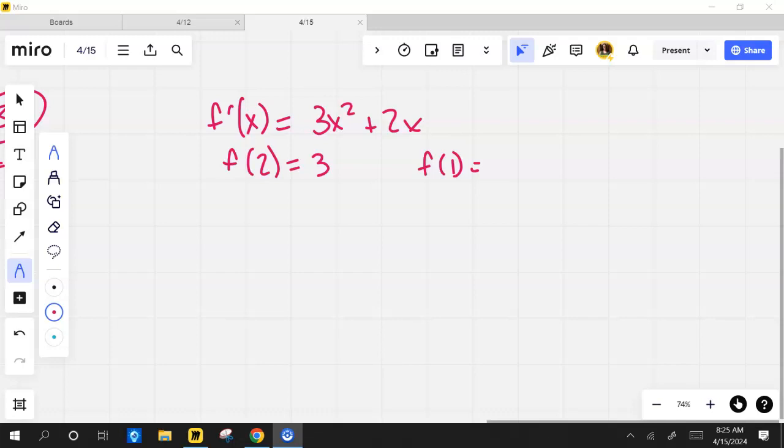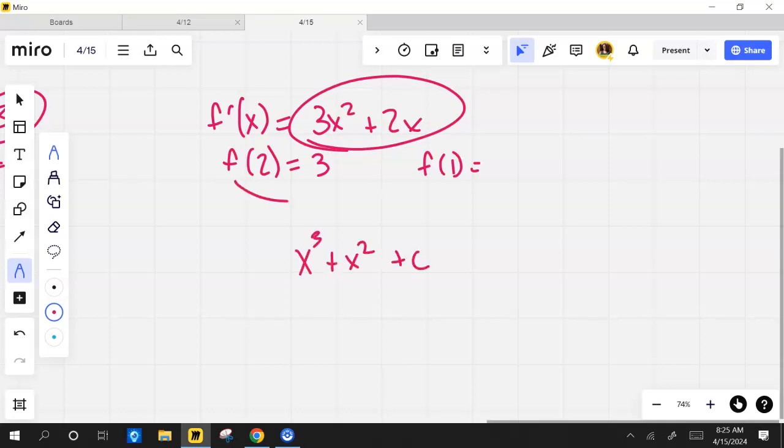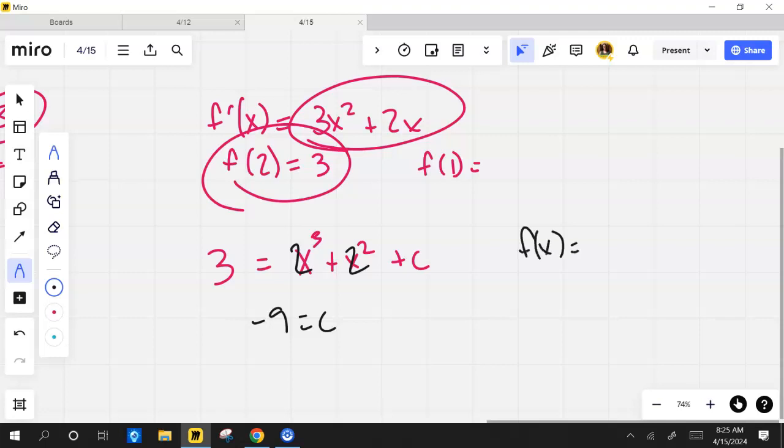So antiderivative of this would be x cubed plus x squared plus c, and you know f of 2 equals 3, so. And you found that c equals -9. And I'm running kind of fast through it so we don't get bogged down in time. But that means that f of x is x cubed plus x squared minus 9, and then you just plug the 1 in, and you get -7.